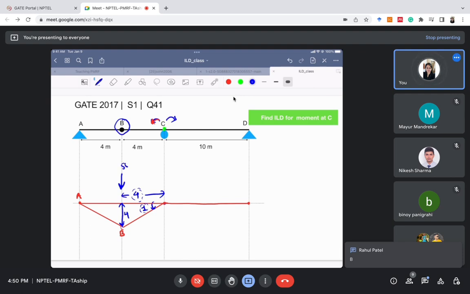Why? Because how will I calculate the value of bending moment? I'll multiply this load which is given to me, that is 50 kilonewton, with the ordinate at which I am keeping this load.